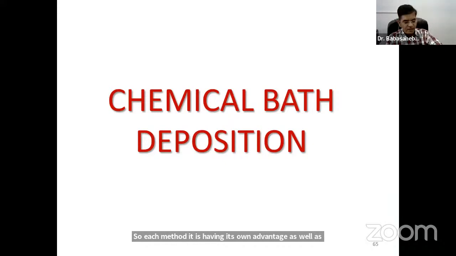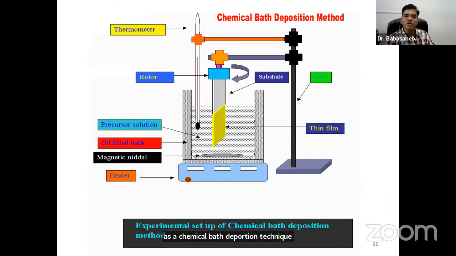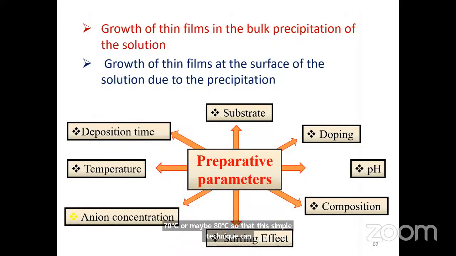The next technique is called the chemical bath deposition technique. So what does chemical bath mean? You can have the cation and anion mixed together inside the beaker, and then you can dip the substrate inside this. You can heat the solution or not heat the solution. You can stir the solution or not stir it, depending upon your preparative parameters. So this is a very simple technique. You need only a beaker, solvent, solute and substrate. That's all. Sometimes you require a heater so that you can heat the solution, maybe for example 70 degrees Celsius or 80 degrees Celsius, so that this simple technique can be used to make a variety of materials.